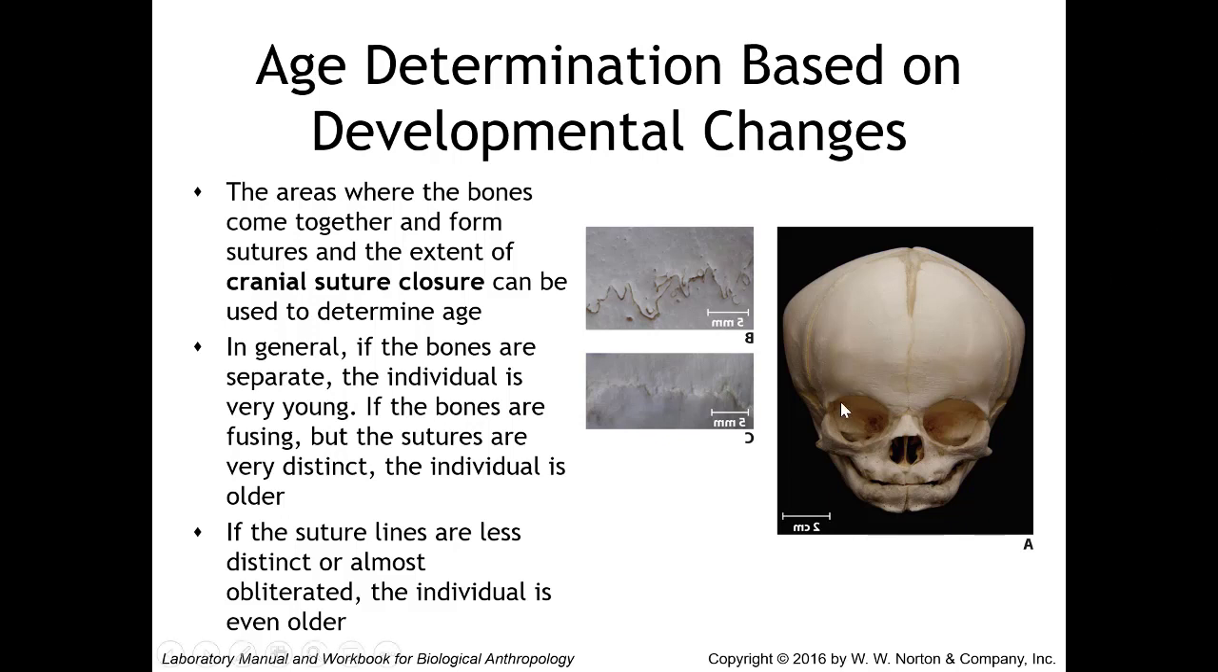So here with A, it's a juvenile skeleton. You can see here the fontanelles essentially are still open. So you have some fusing here along this suture line, but not up here. The top fontanelle is still very much open. And then here they're fused, but they're distinct, so it's older, but not too old. And then here they're pretty much blurred or obliterated, so it's an older skeletal remain.